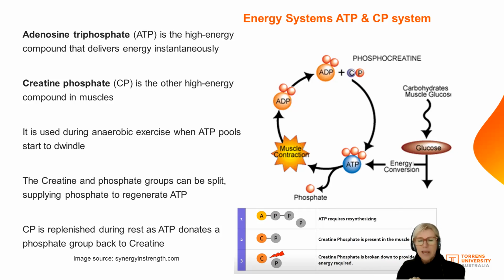So creatine phosphate is present in the muscle. It donates it, and it actually provides that additional energy to become ATP again. So it's replenished during rest as ATP donates the phosphate group back to creatine.